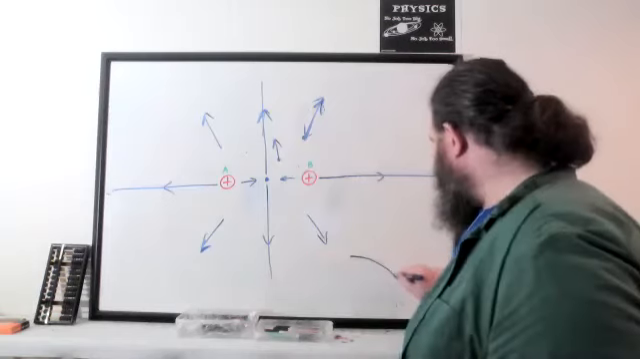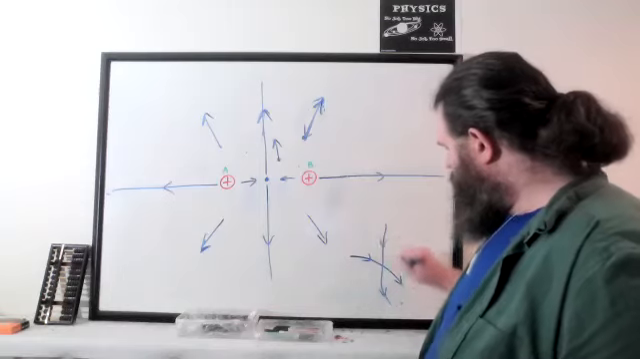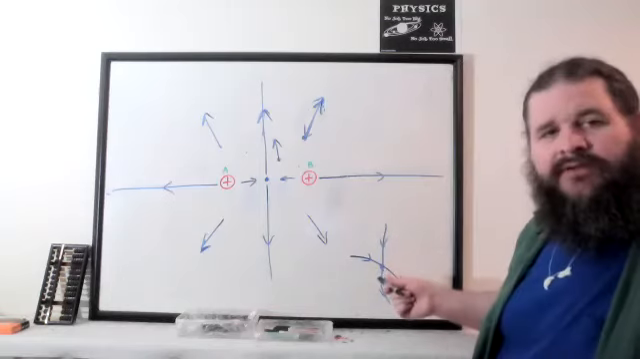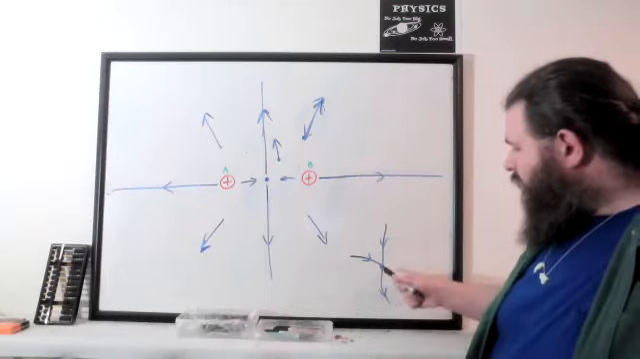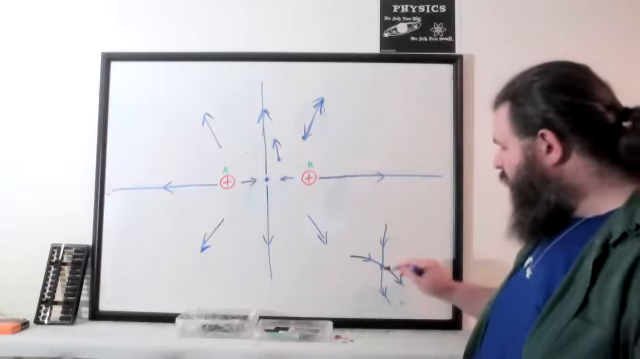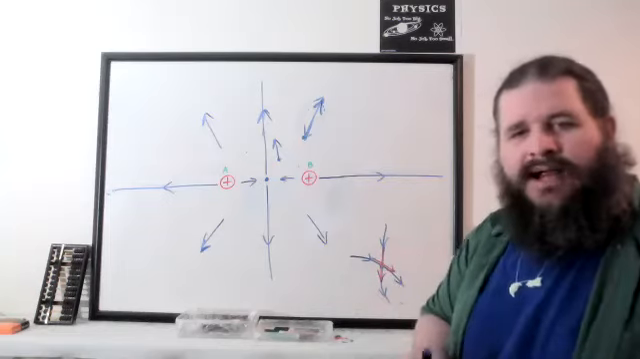If you've got field lines crossing each other, you've got a problem. Because the whole point of a field line is you can draw in vectors tangent to that field line. If you've got two field lines crossing, then you're saying that at this point, the electric field is this way and this way at the same time. And that doesn't make sense.